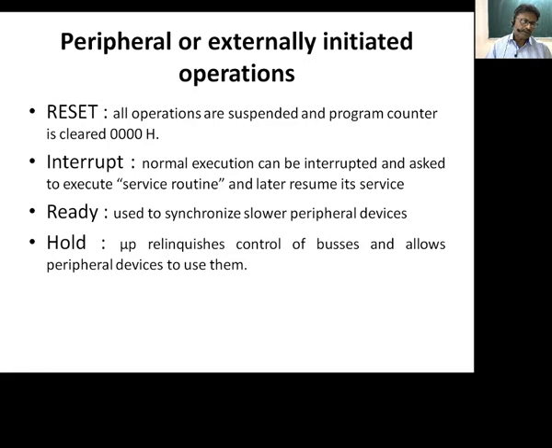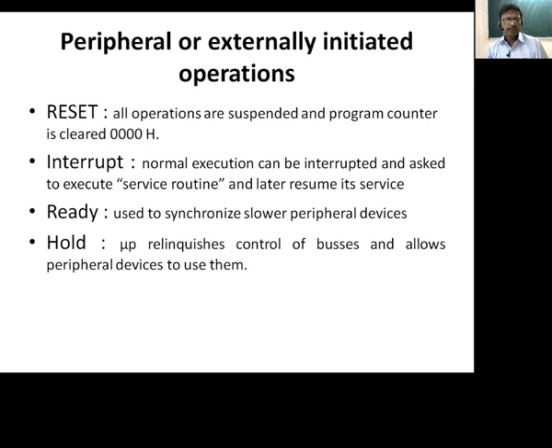Then we have another kind of external signal, that is the ready signal. Now this ready signal is normally used to synchronize the slower peripheral devices or the memory devices. So whenever a memory device or a peripheral device is ready with the data, it gives the information by sending a ready signal to the processor, and the processor will be able to know that the device which has knocked through the ready signal is ready for actual transfer of the data.